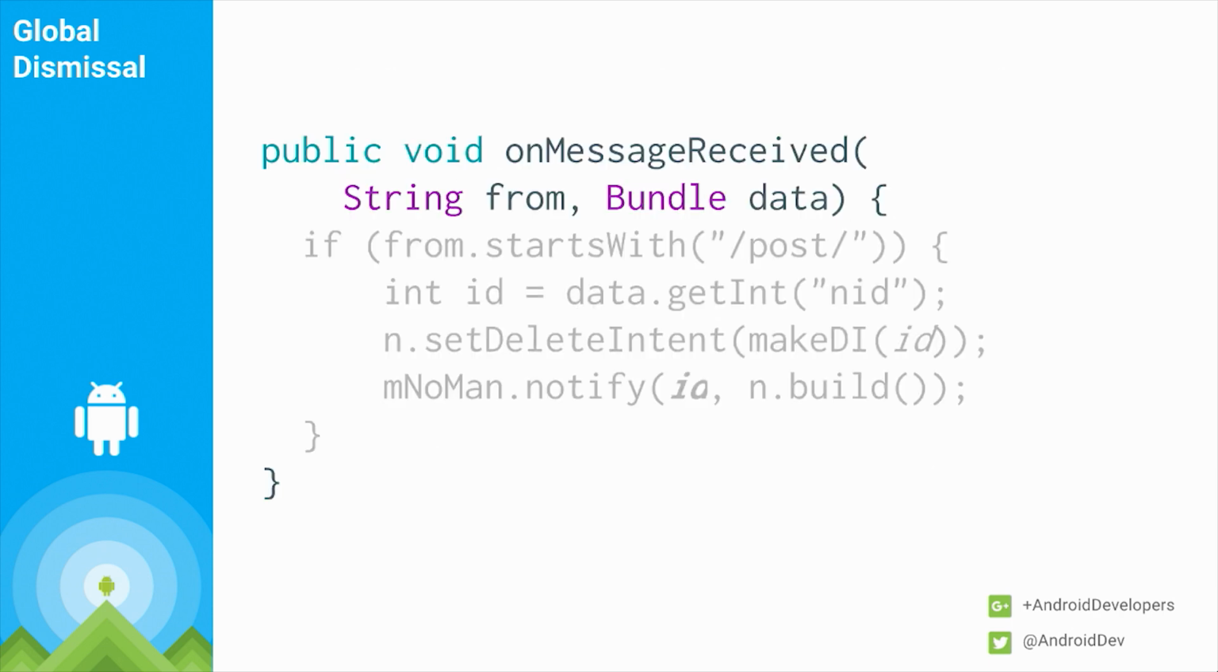OK, so this is how you do it. In your GCM handlers, you just add a clause, and you have to come up with some API for yourself, but post sounds like a good one. The key bit of information is that the post message from the server will include some sort of unique ID. You heard about this in the previous talk, where the server manages these unique IDs so you can refer to things. The server is going to send down a unique ID so that all the devices agree. Then the devices independently create these delete intents, which is basically a pending intent wrapper around this unique ID. And then it posts the notification.